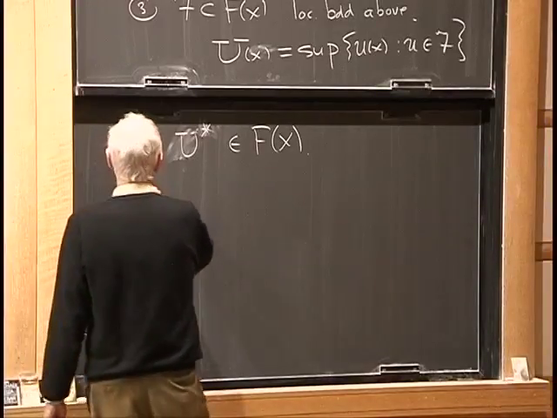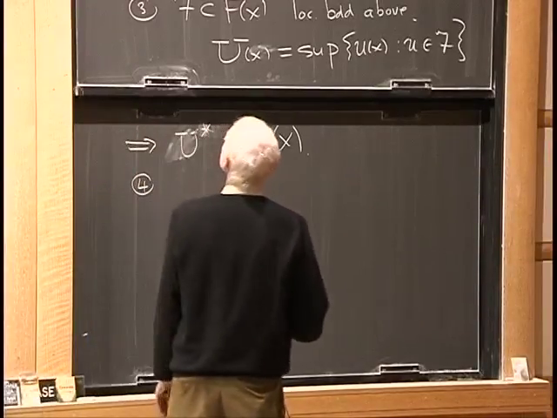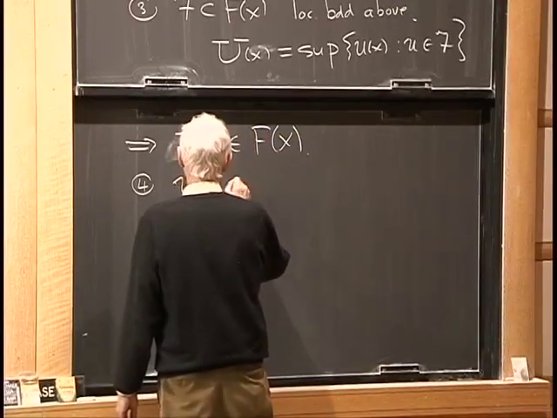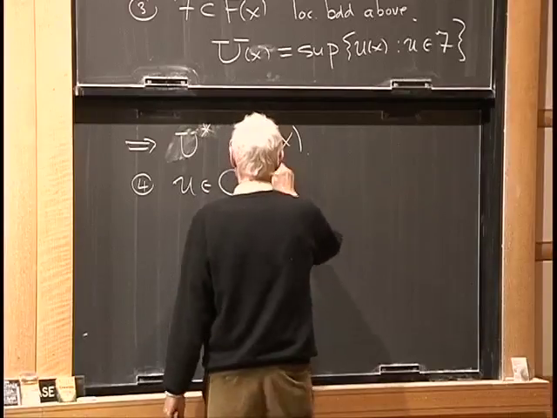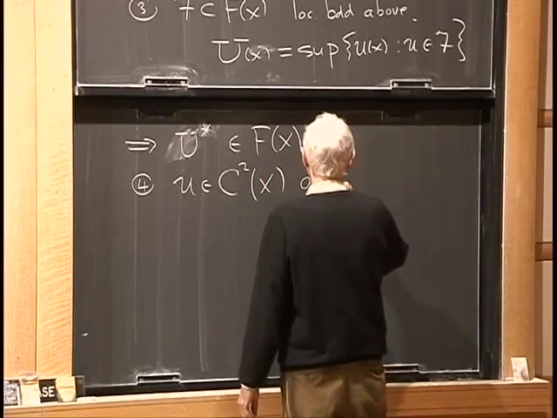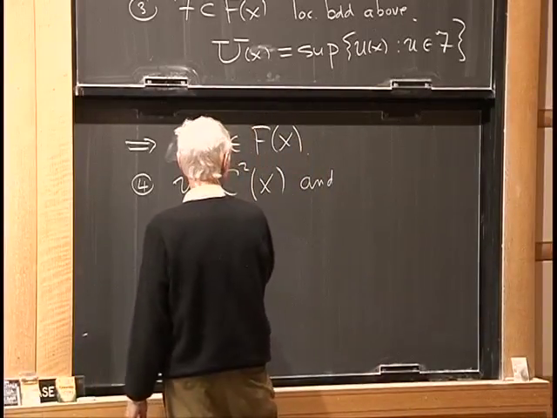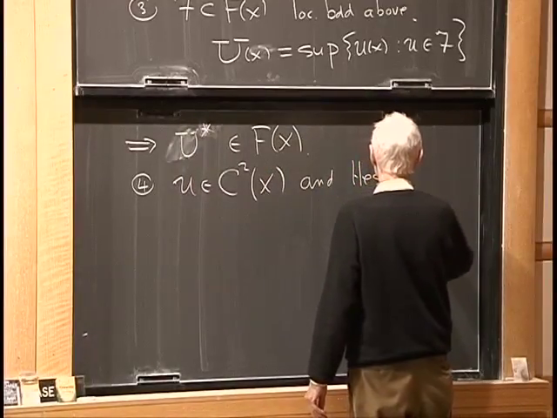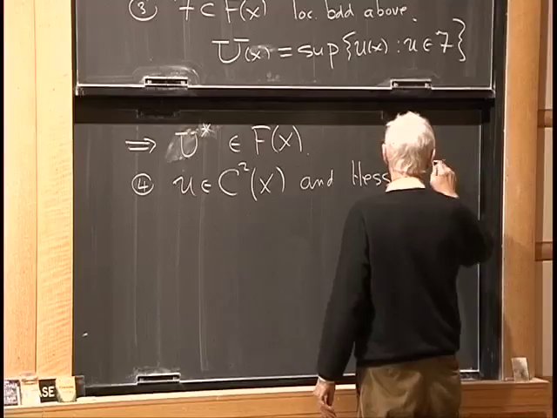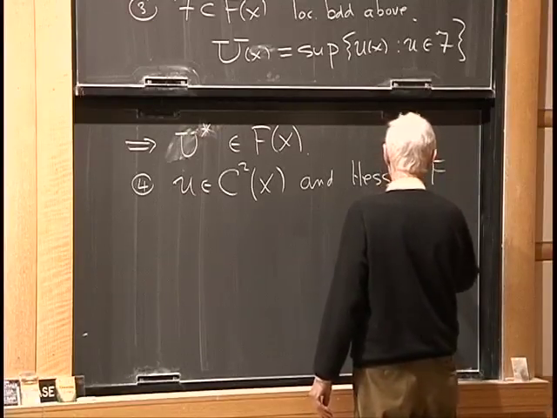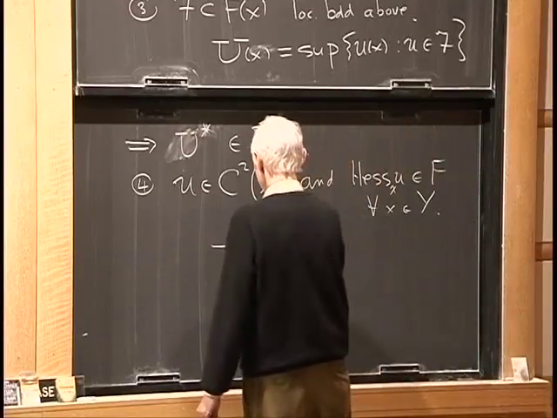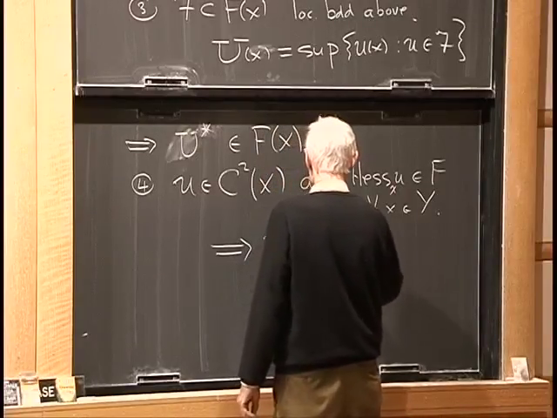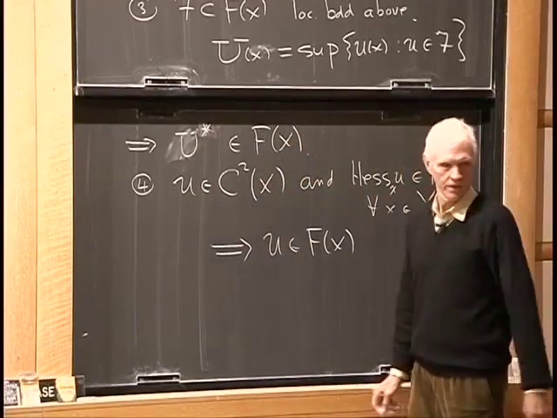And the fourth property, and this is the zinger, is that if u is C2 and it satisfies the condition that we wanted, that the Hessian at x of u is in F for all x in X, then that implies that u is F-subharmonic in the viscosity sense.